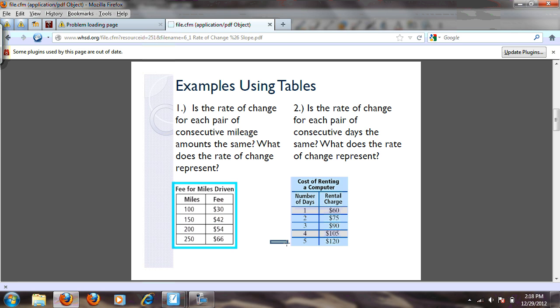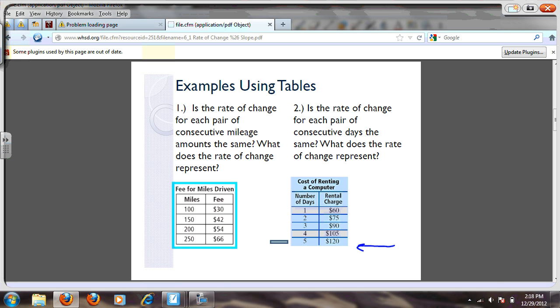Oops. Here's day 5. And here's day 2. Okay, rate of change. Remember we said that is the vertical versus the horizontal, or the Y versus the X. This would be my X, and this would be my Y. We know that from our function tables. Right, Kelly?